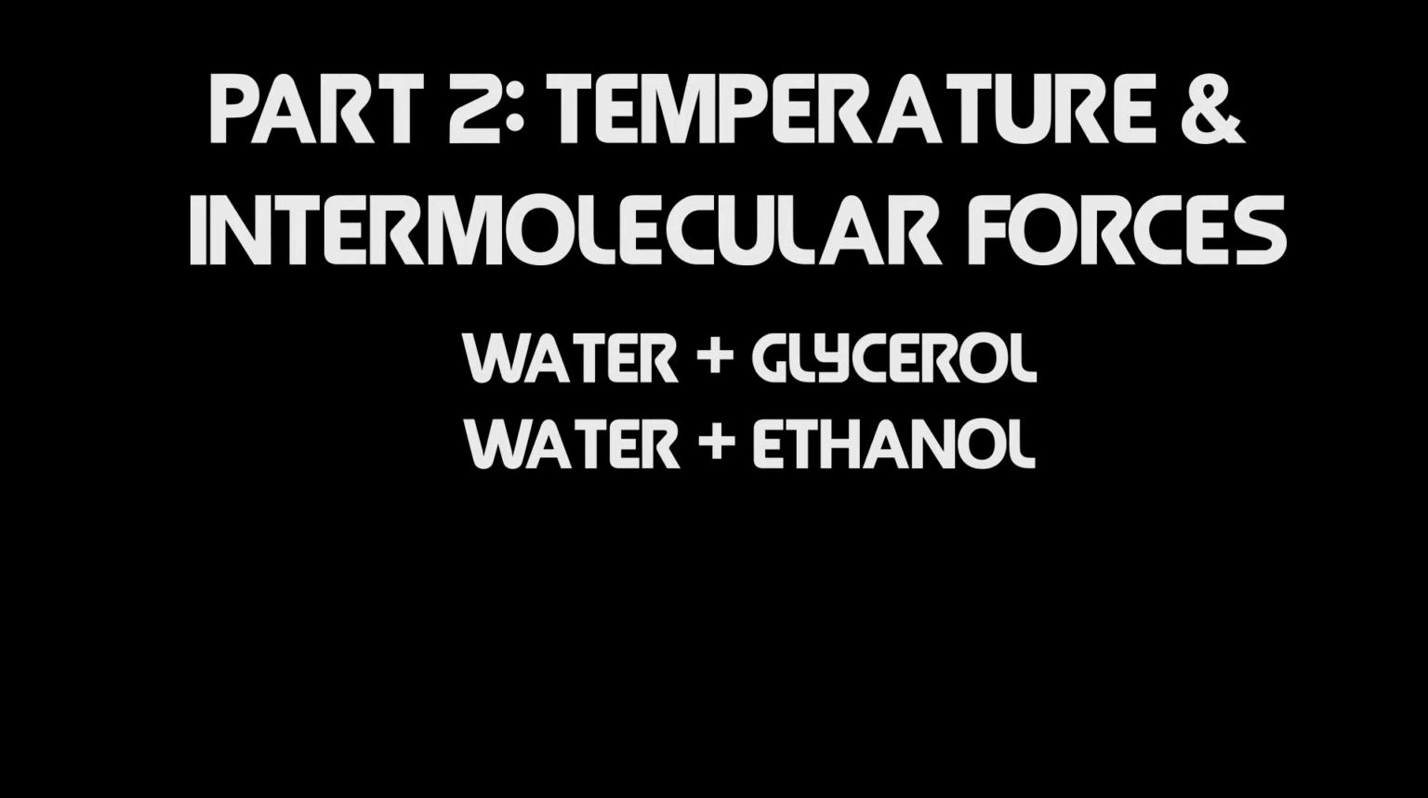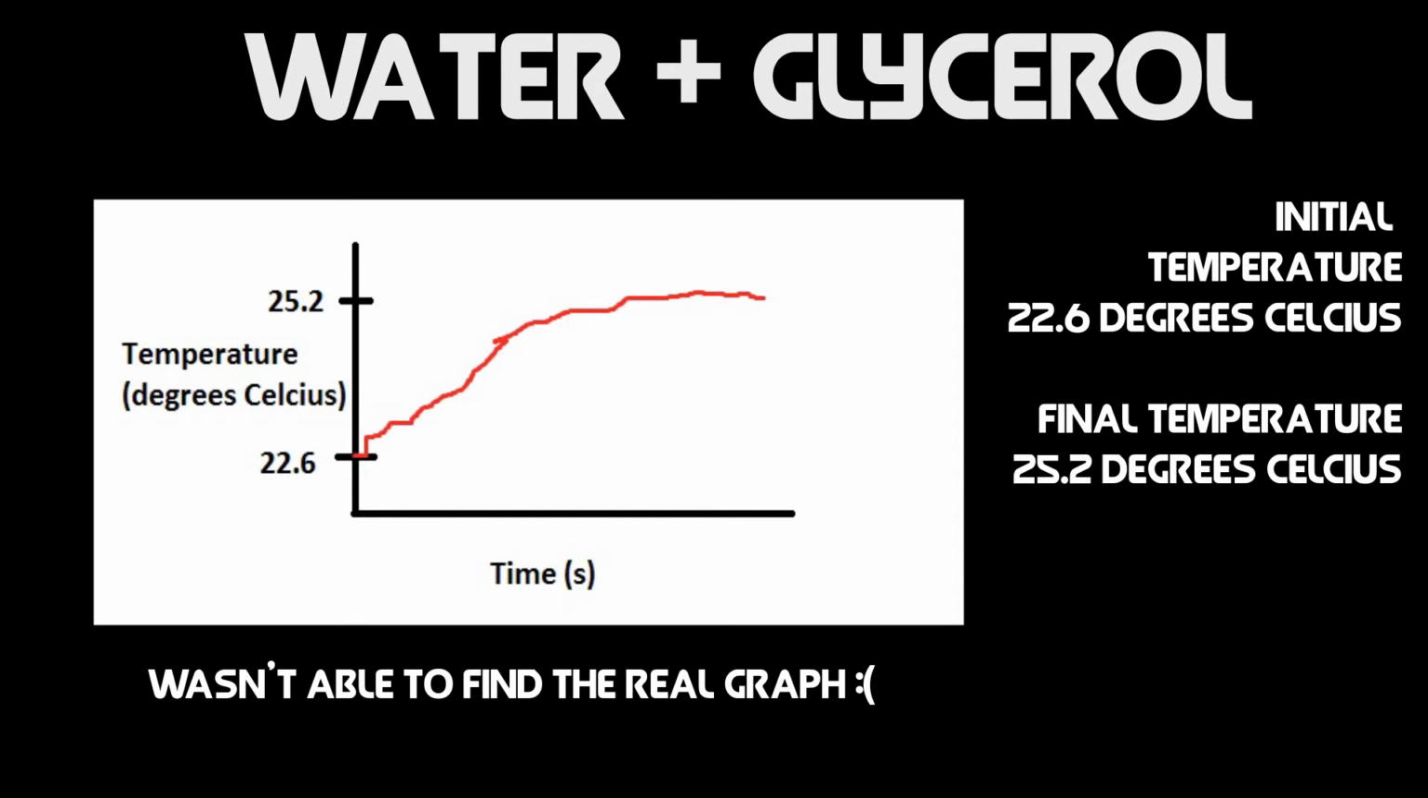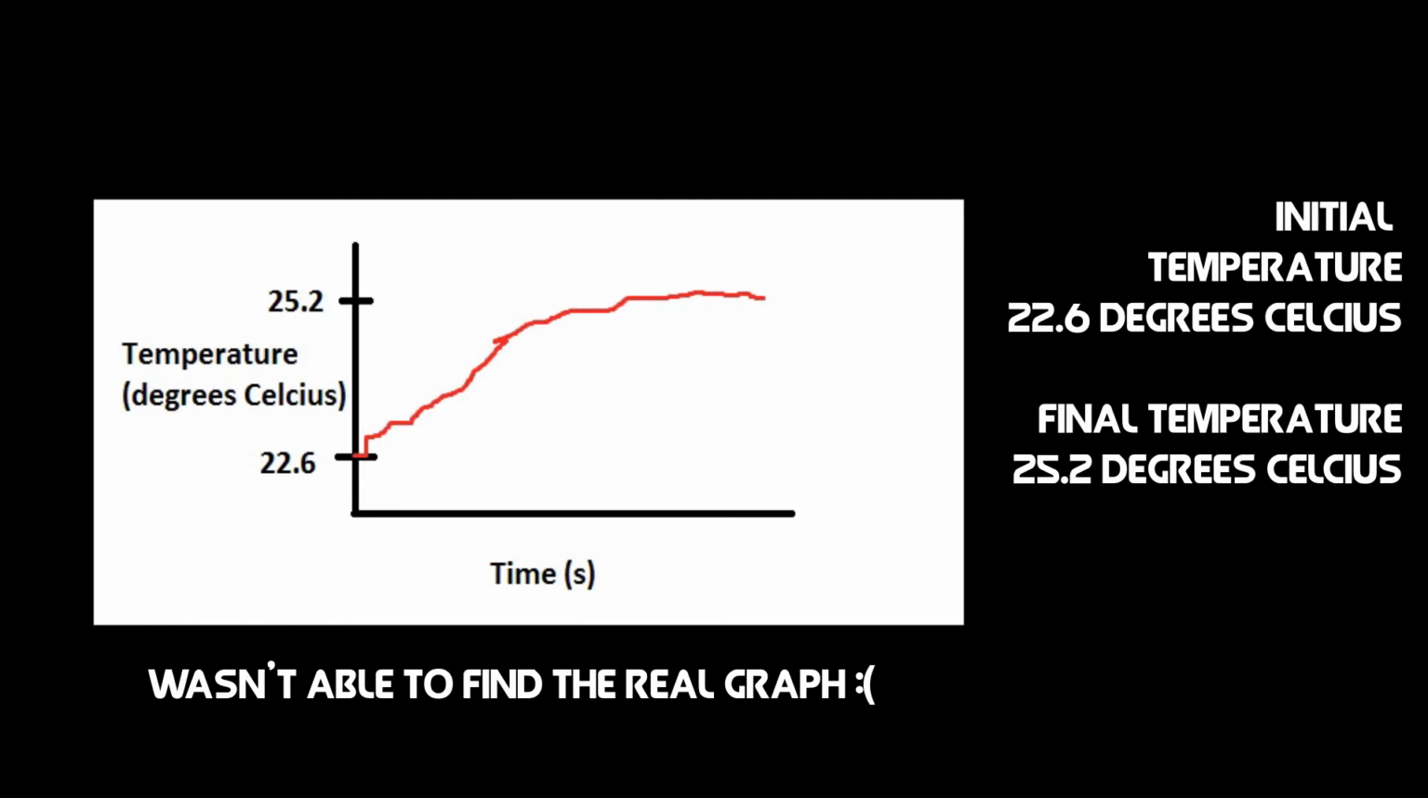surface area. For this experiment, the temperature change of 2 mixtures were compared and observed. They included water plus glycerol and water plus ethanol. The initial temperature of water was measured as 22.6 degrees Celsius. When glycerol was added, this temperature increased to 25.2 degrees Celsius over the course of 20 seconds. The change in temperature was 2.6 degrees Celsius.